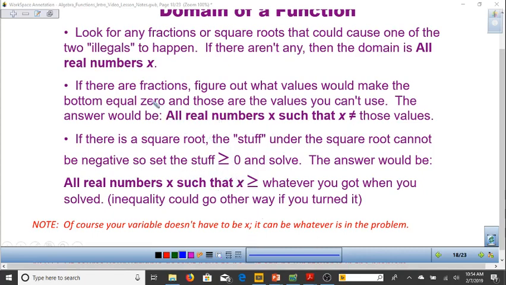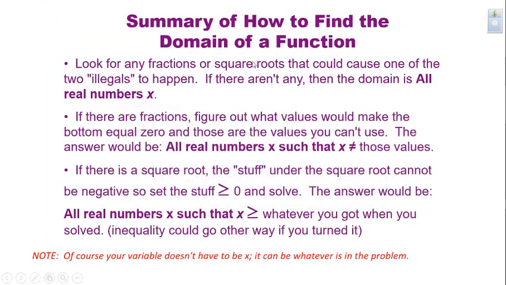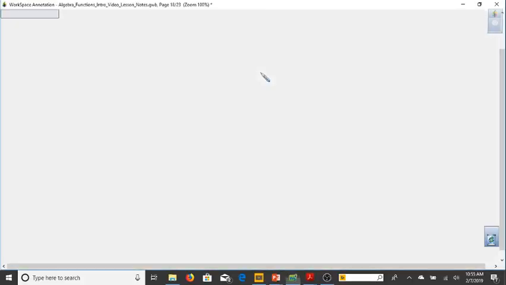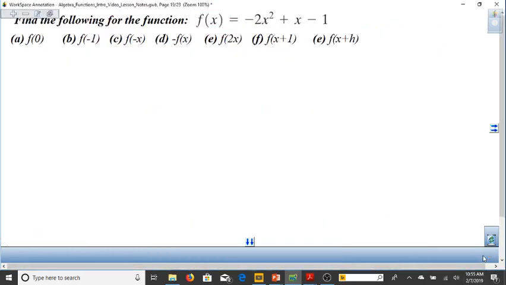So if you have a situation where there's a variable in the denominator, find out whatever causes the denominator to be 0 and throw that out. And whenever you have a square root or an even root, only use those values that are non-negative, greater than or equal to 0. So let us try an example here.